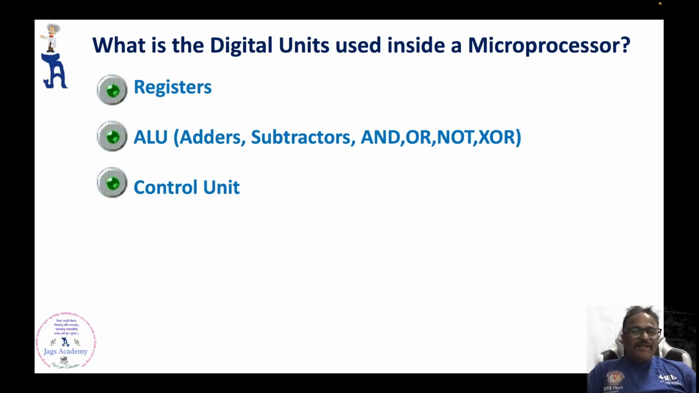Students, what is that something inside the microprocessor which we call digital units? In this video, we will see the components of the microprocessor which are responsible for the processing and storage of data inside microprocessors.